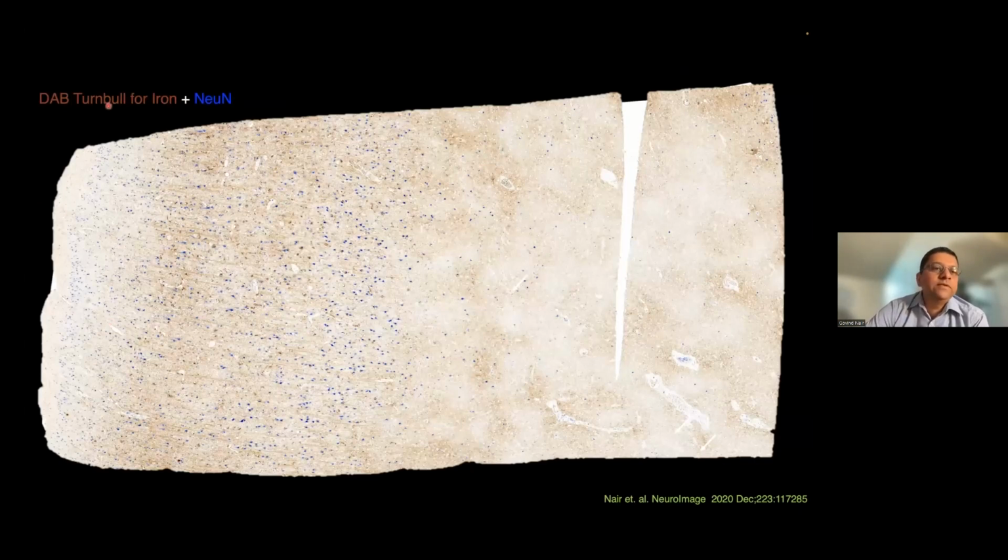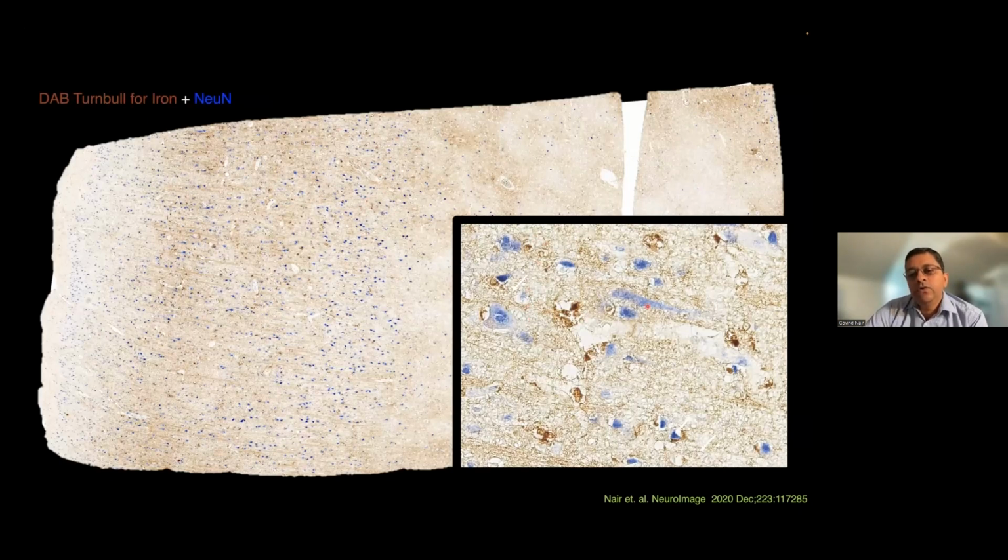So the DAB Turnbull iron stain is in brown, and NeuN for neurons is in blue here. If you zoom in, you can see that it does not co-localize. So we know where the iron is. I just want to show you some of the cool pictures that I've taken. So it does not co-localize. The iron is away from the neuron.